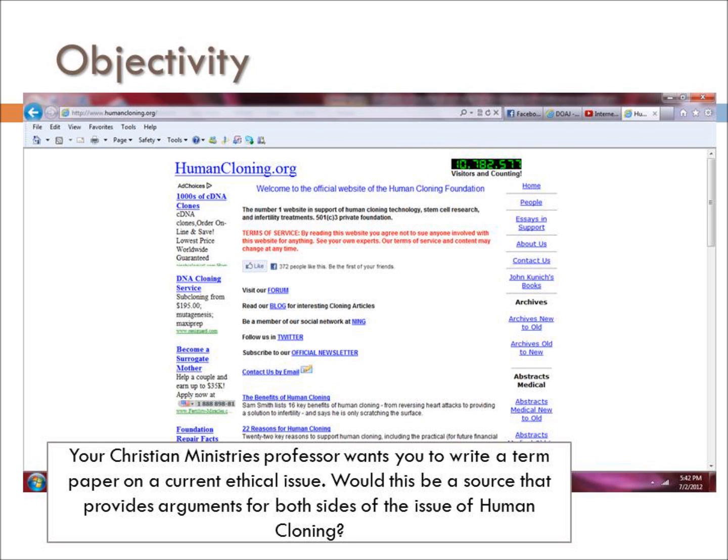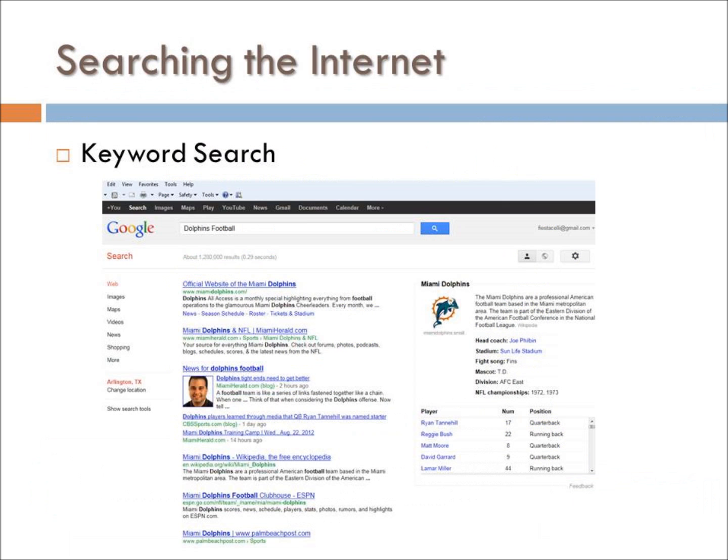Well, within the very first few sentences, it lets you know that this is the official website of the Human Cloning Foundation, and it also says the #1 website in support of human cloning technology. So this would be considered a biased website because it's in support of one point of view. It's just important to keep that in mind. It's not necessarily a bad thing if that's what you're looking for, but you want to keep in mind that websites can be biased or they can have agendas.